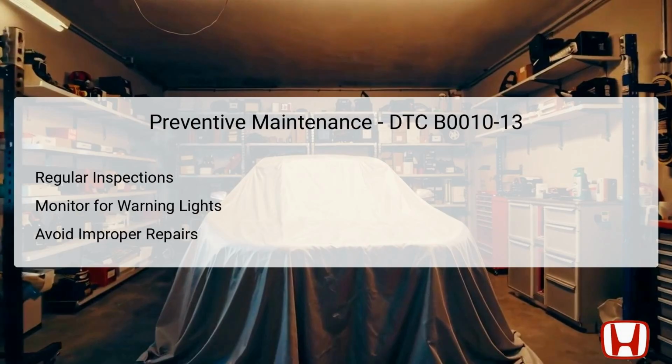Preventive maintenance is an essential aspect of SRS longevity and functionality. Regular inspections of airbag components and wiring should be part of routine vehicle maintenance. Furthermore, drivers should always be attentive to warning lights on the dashboard. If the airbag warning light remains illuminated, it is imperative to seek professional diagnostic and repair services immediately. Additionally, avoid any substandard or improper repairs that may compromise the airbag system. Correctly resolving issues immediately can significantly enhance vehicle safety.